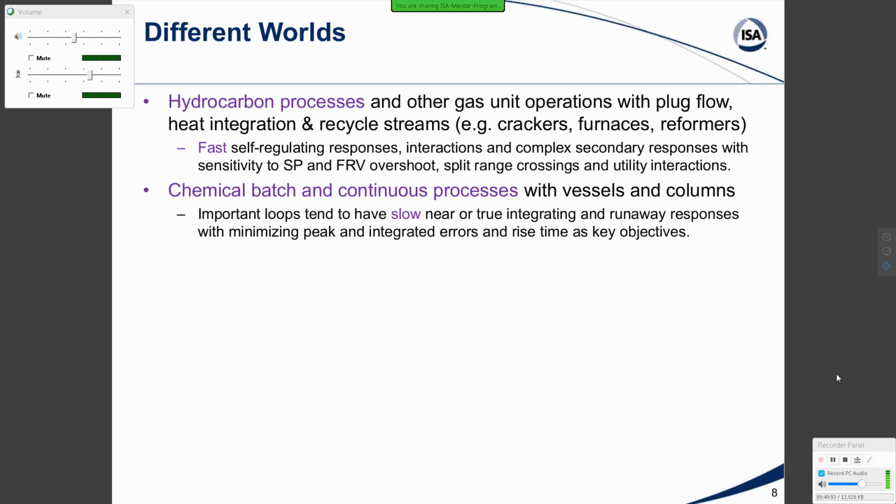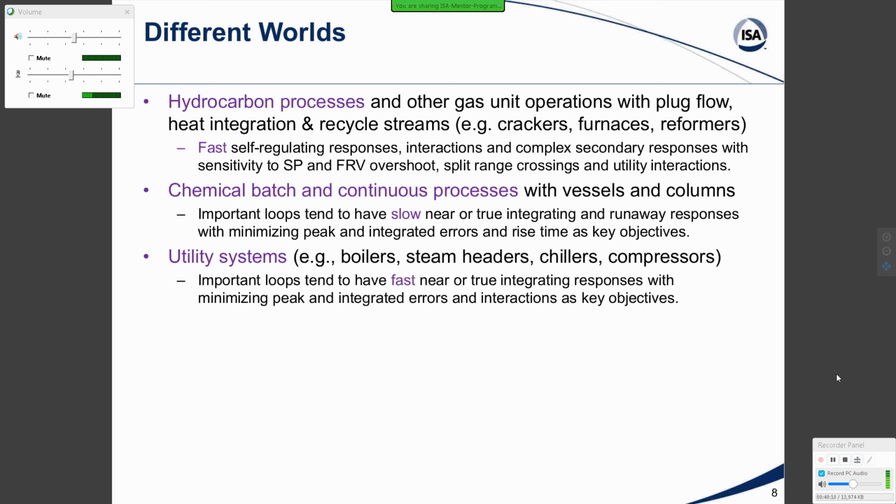Chemical batch and continuous processes with vessels and columns, it's important that loops tend to have slow, near, or true integrating runaway responses. And this is the world I primarily came from. And we wanted to minimize the peak and integrated errors and rise time as key objectives. Utility systems, I worked on some of these. It's important to have fast, near, or true integrating response with minimized peak and integrated errors and interactions as key objectives.